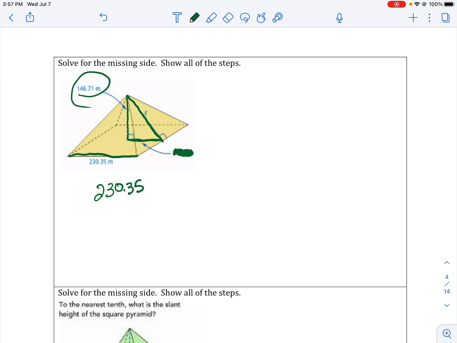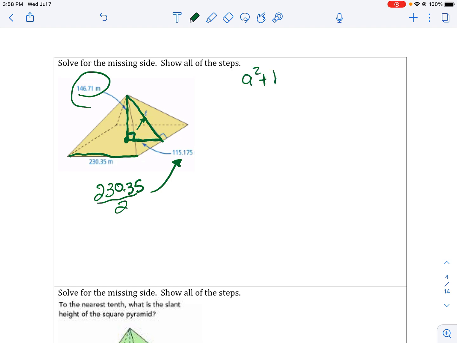So if you look, the height comes down and stops at the very middle of the triangle. To go from the middle to the edge, that's exactly half the length. So what we have to do is we take the length, cut it in half, and that's going to equal 115.175. So that is how we find what we need for this right triangle, because we need to find this right triangle, and the slant height will always, always, always be our hypotenuse.